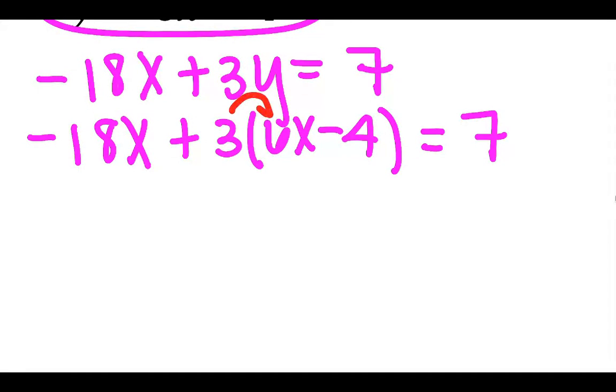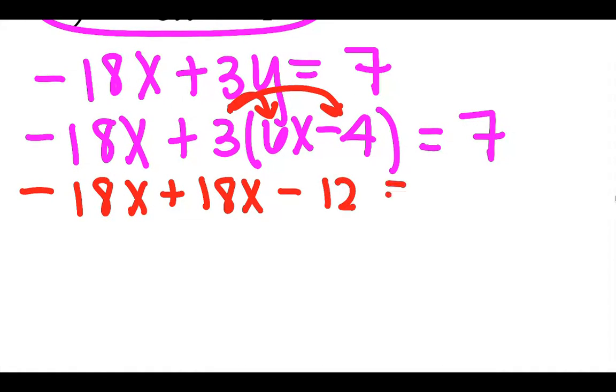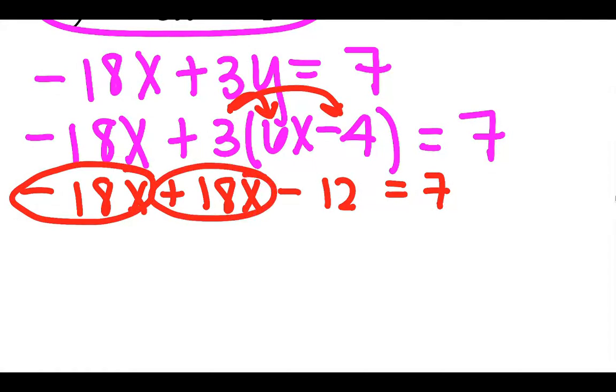I've got 3 goes to all of this stuff inside, so I still have this negative 18x hanging out. I've got 3 times 6 is a positive 18x. 3 times negative 4 is a negative 12 equals 7. Let's combine like terms. So I'm going to combine the negative 18x and the positive 18x, which negative 18 plus 18, those are just going to go away, and I'm left with negative 12 equals 7.